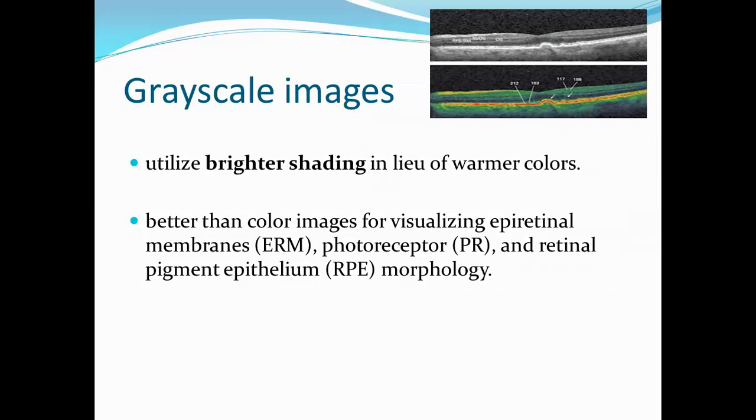So here in grayscale images, it utilizes brighter shading in lieu of warmer colors. So basically the structures which are hyper reflective will appear bright white, and the structures which are hypo reflective will appear slightly blackish in color. So grayscale images are always good to study the morphology of epiretinal membranes, photoreceptors, and the retinal pigment epithelium.